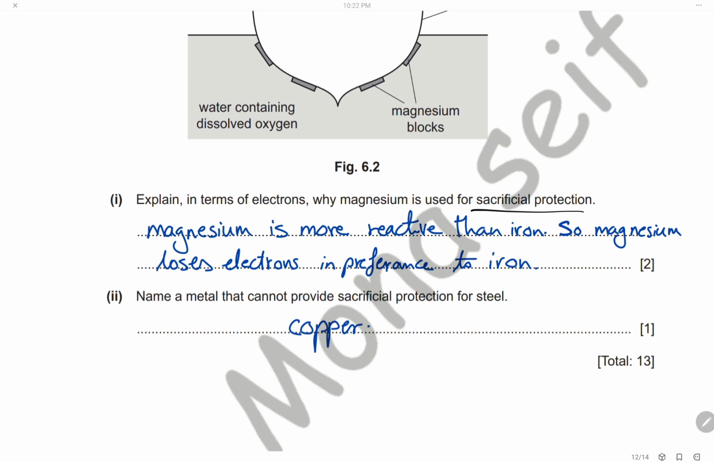Name a metal that cannot provide sacrificial protection. For steel, the metal that cannot provide it is, of course, one that is less reactive than steel, so we can use copper or silver because they are less reactive than iron, so they cannot protect iron from rusting.